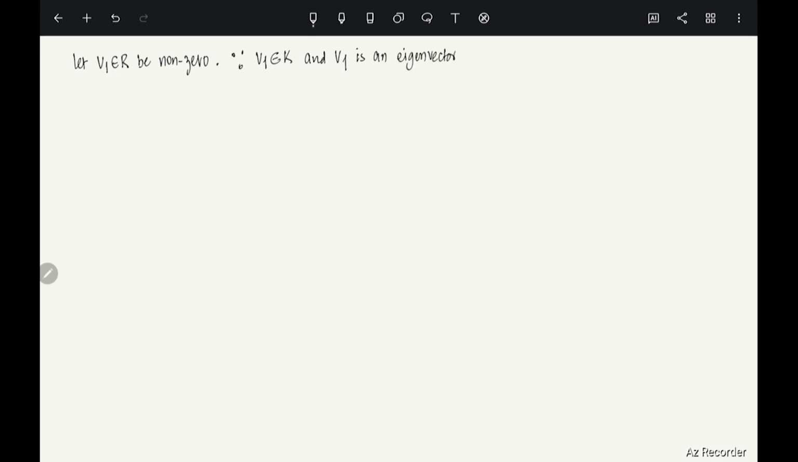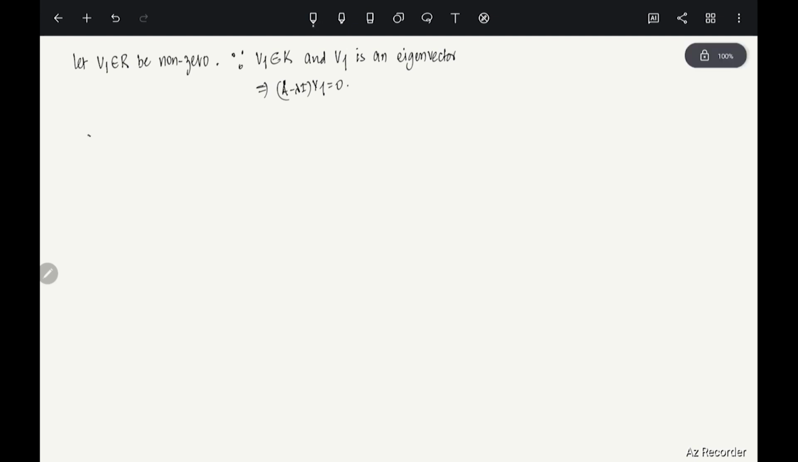Right? Why? Because if V1 is in K, then (A minus lambda I) times V1 is going to be 0, right? So V1 has to be an eigenvector. That implies (A minus lambda I) times V1 is 0, right? If V1 is in K, this happens. Okay, that is fine.